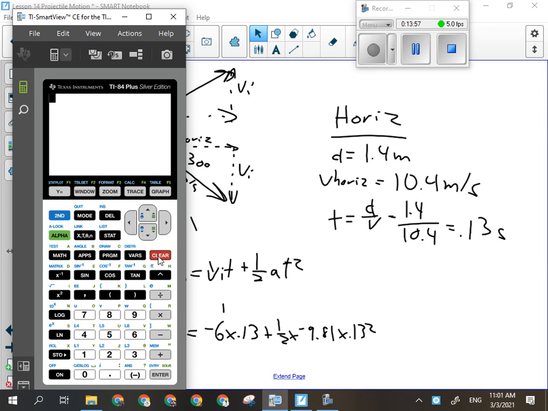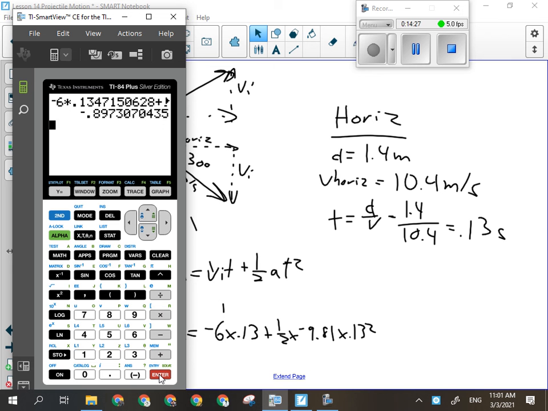Okay, so negative 6 times, oh shoot, that number, okay. Plus 0.5 times negative 9.81. I could have actually not bothered with the negatives if I made everything positive on this one. Times that number squared. All right, so the height of the table is 0.89 meters.